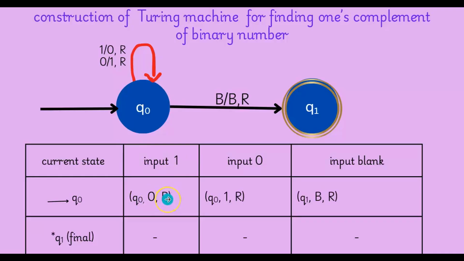head to right. Like that, if you find a 0, again you reach the Q0 state, but 0 will be converted to 1 and move the tape head to the right. If you find a blank symbol, reach the Q1 state from Q0 and keep the blank as it is and move the tape head right. Q1 is the final state of this Turing machine and it is denoted using this star symbol.